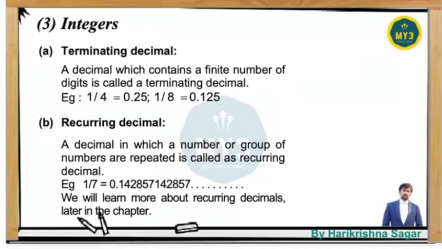And how are these classified? Numbers are classified like this: terminating decimals.